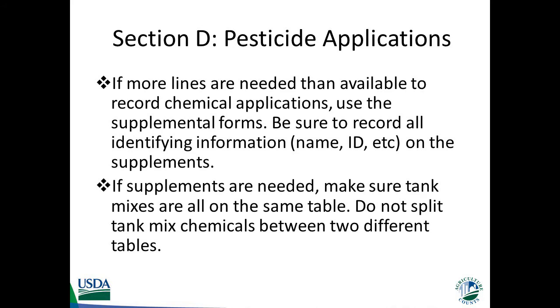The pesticide application table in Section D has 33 lines for one to record chemical applications. If more lines are needed than are available to record chemical applications, use the supplemental forms. Be sure to record all identifying information, including the name, the POID, and so on the supplements. If supplements are needed, make sure that you do not split tank mixes between 2 different tables. All chemicals included in a tank mix should be included on the same table.